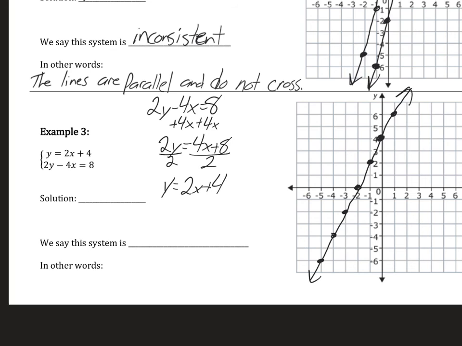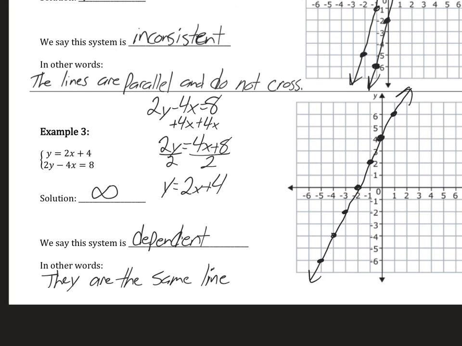So let's go ahead. We're going up to 4. Ooh, my slope, 1, 2. Doesn't this look like it's sitting on the same line? So where does it cross? What is going to be my solution? It's going to just be infinity, or you can say everywhere. We say that this system is dependent. So it is dependent, or in other words, they are the same line.